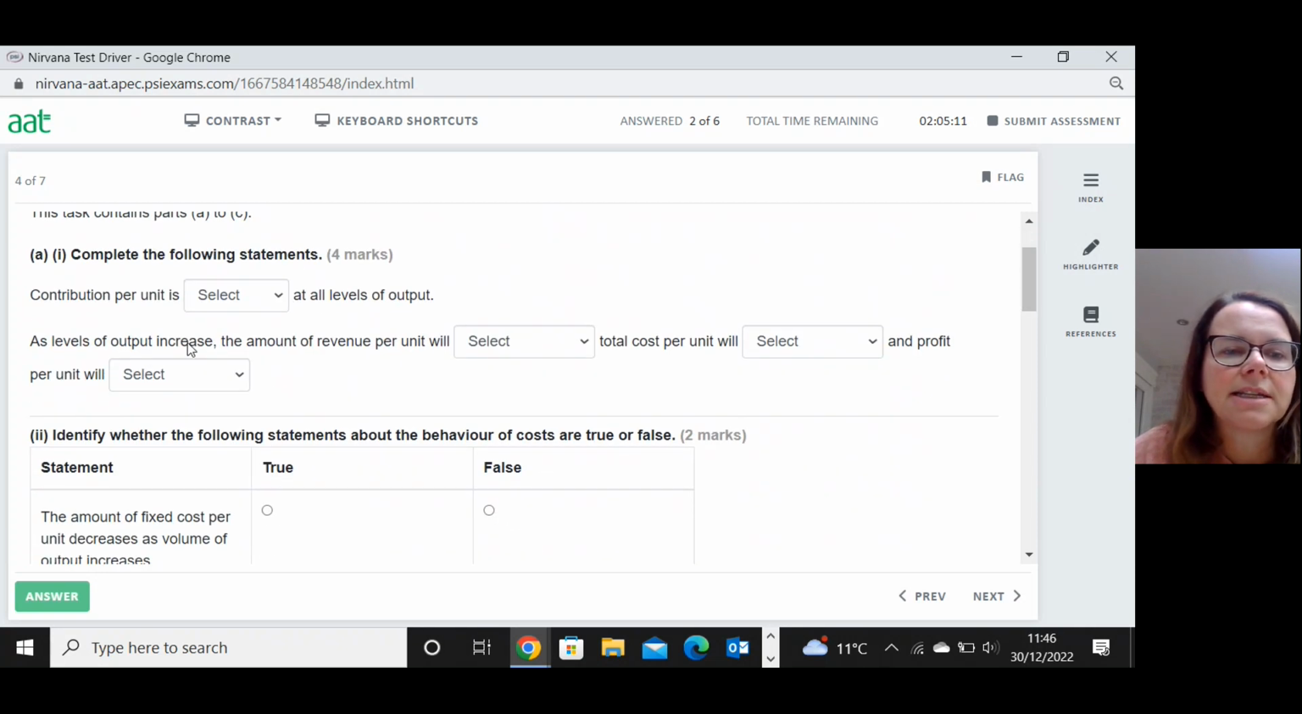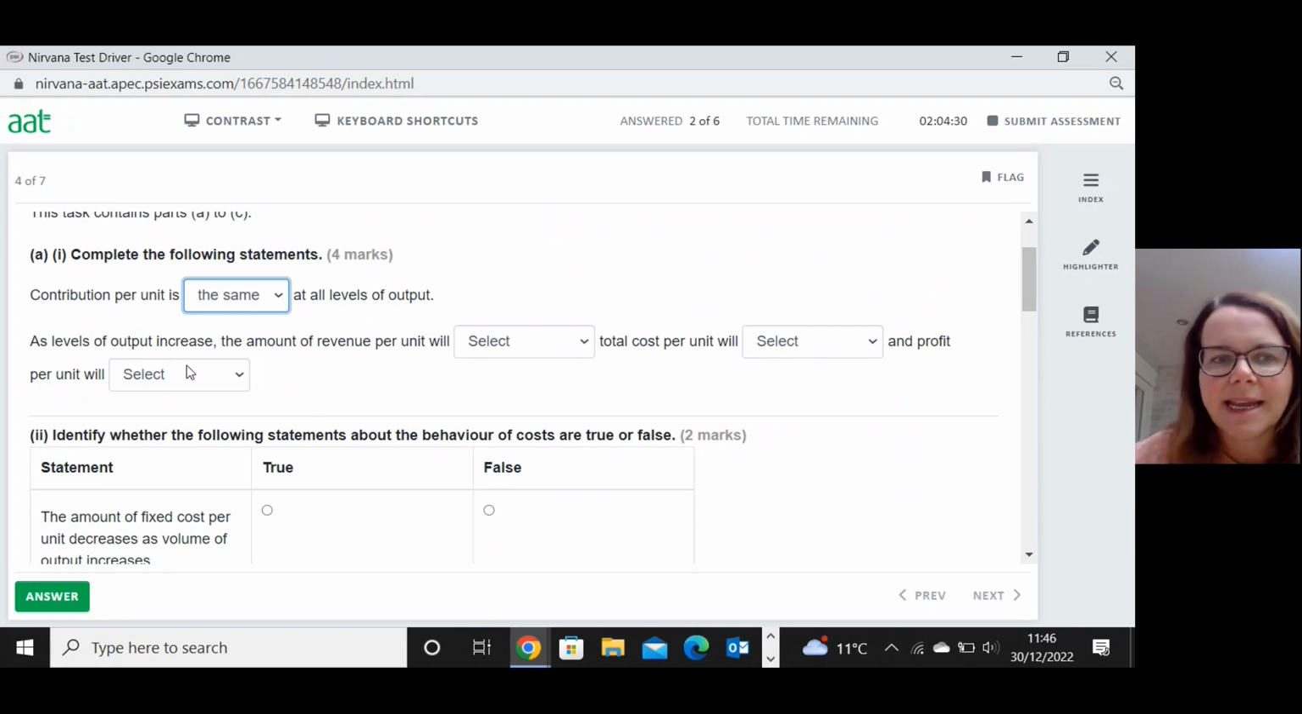Contribution per unit. Right, so contribution, I know, is my selling price minus my variable cost. So contribution per unit, that's going to stay the same at all levels of output because it's truly variable. The selling price, every time you sell one more, it's the same amount that you're selling that item for. Every time you make one more, you have the same variable cost for each extra item. So contribution per unit is the same at all levels of output.